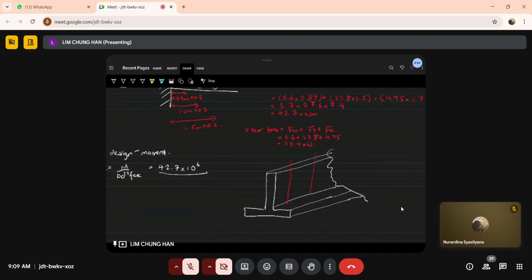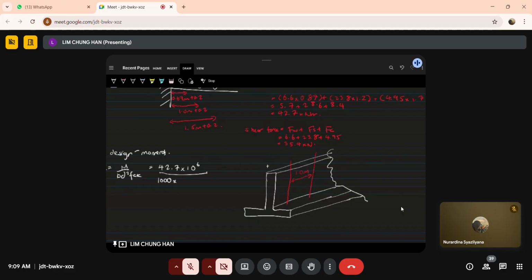You design for a 1 meter segment. Whatever reinforcement you have, you spread it all over. Every meter you have the same reinforcement. So the B you take 1,000, 1 meter. And then the D.